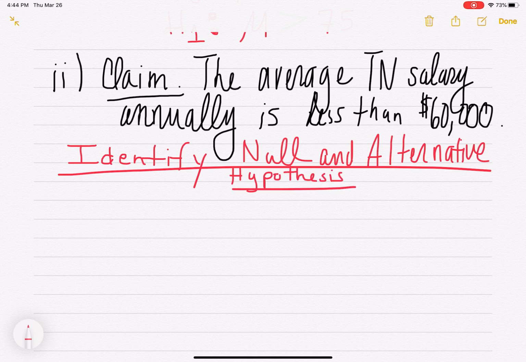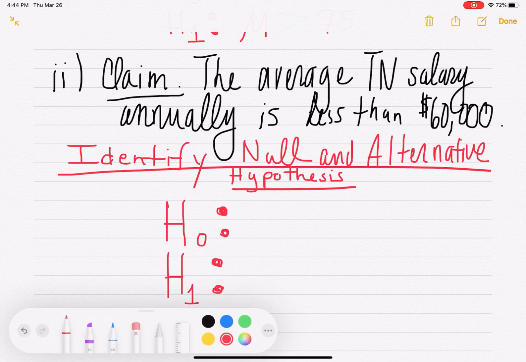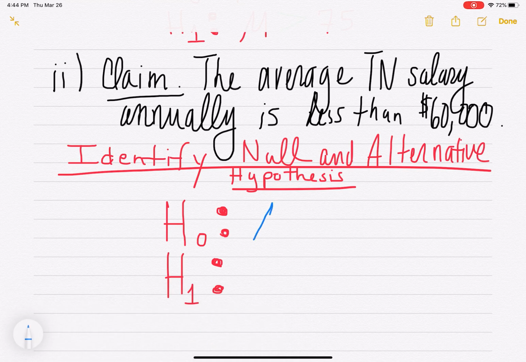All right, so we're ready to start, right? We got H0 is the null. Put a colon after that. And H1 is the alternative. So the mean equals a number is always the null hypothesis, right? The null is always about the mean equals a number.